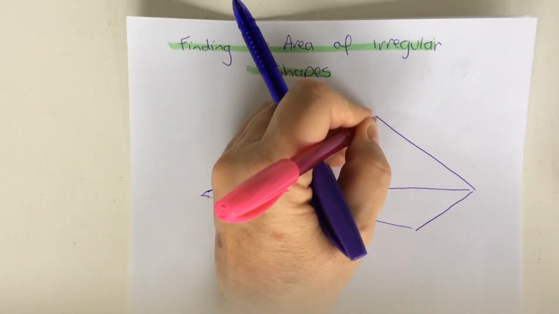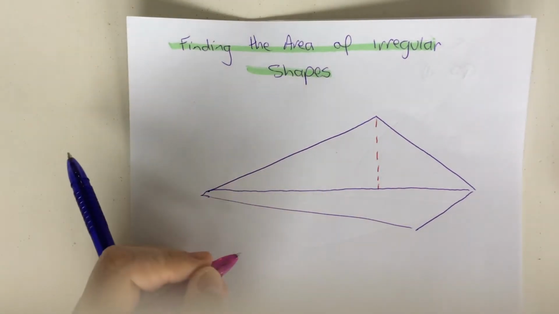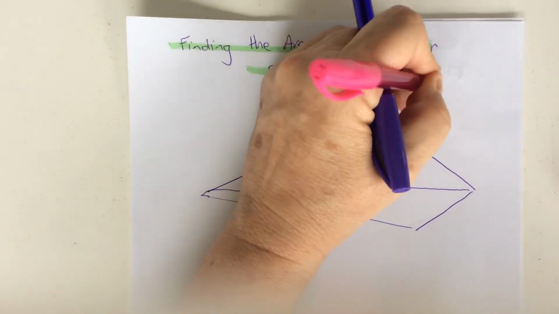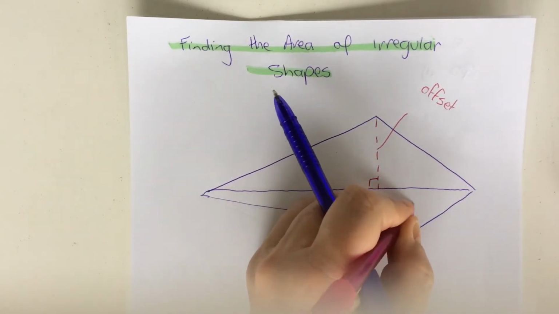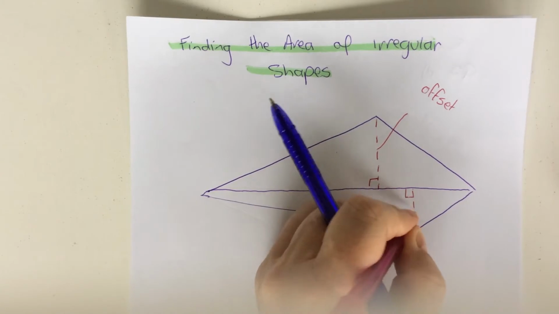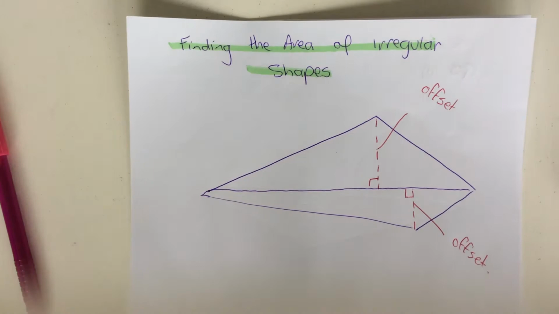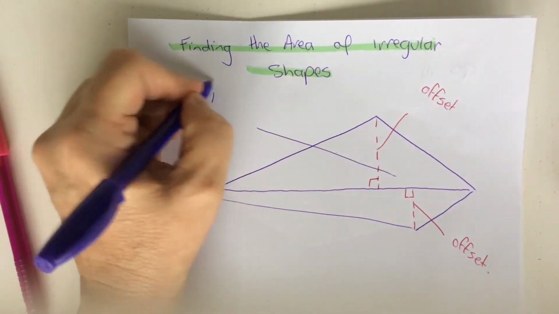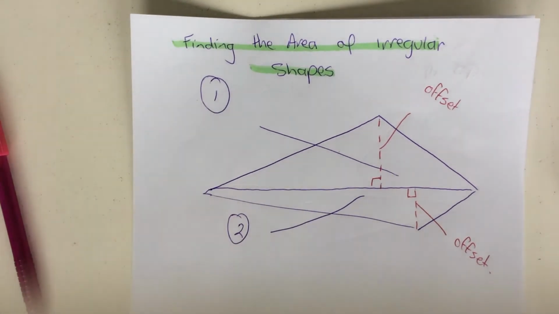Next, from the vertices where the two sides meet, I will draw a straight line going down. It'll be a perpendicular line, and this is called an offset. We will do the same on the other side, so another perpendicular line is another offset. Once we've put those in, you can find the area of this shape simply by finding the area of this triangle, which is piece 1, and then the area of the second triangle, which is piece 2.